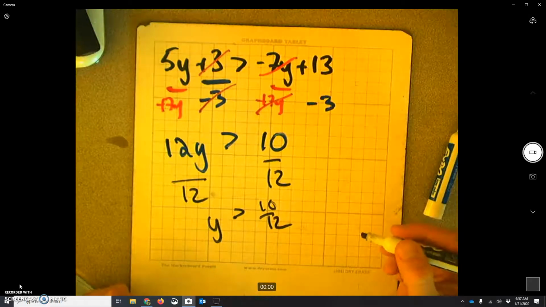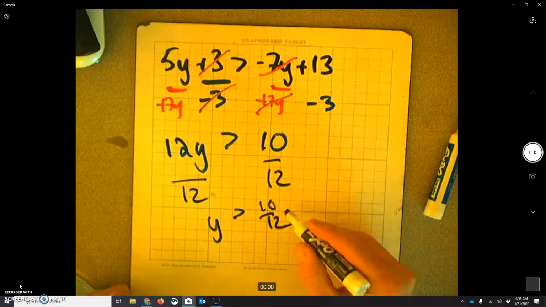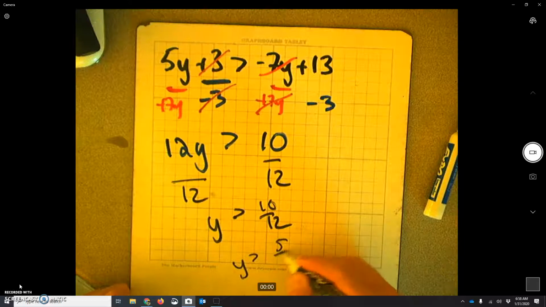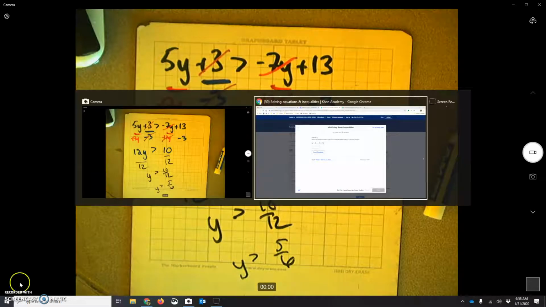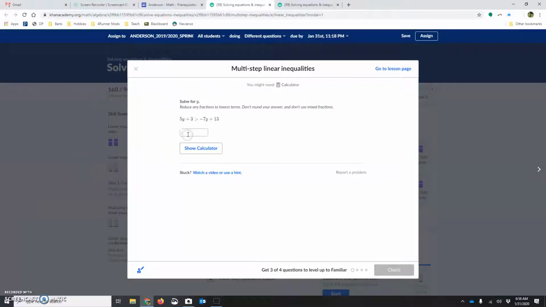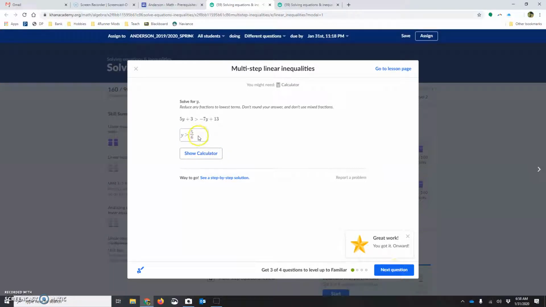It did say to simplify. We can simplify this as 5/6. So y is greater than 5/6. And we have to type in all of that. And we are right.